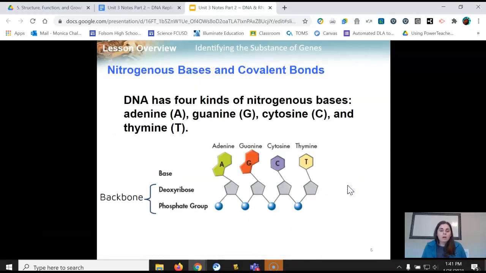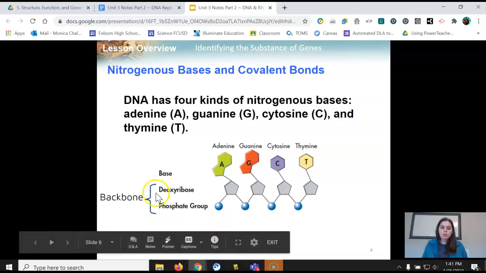All right, 4 nitrogenous bases. Your A's are your adenines, your guanines are your G's, your cytosines are C's, and your thymine is your T. Make sure you have this down as your backbone. So on your notes, there's that arrow, the bracket, add in backbone. Okay.